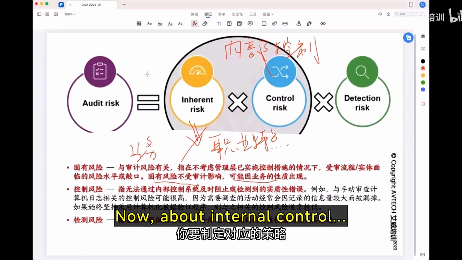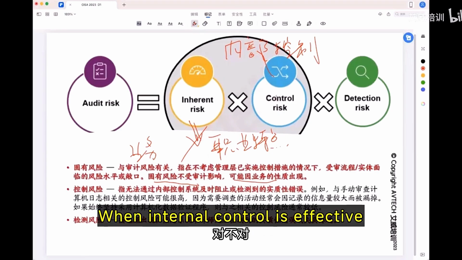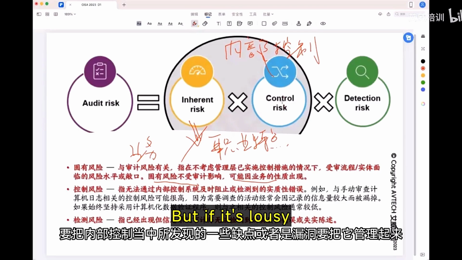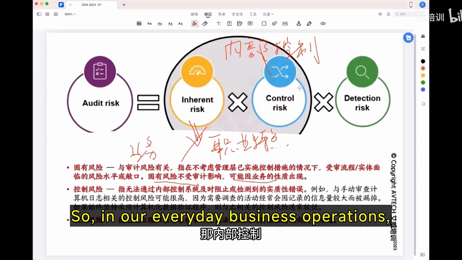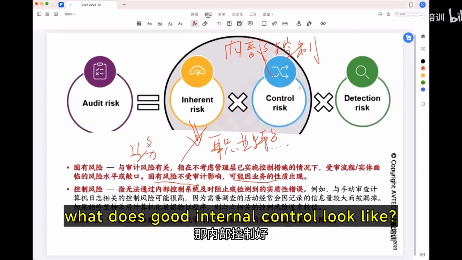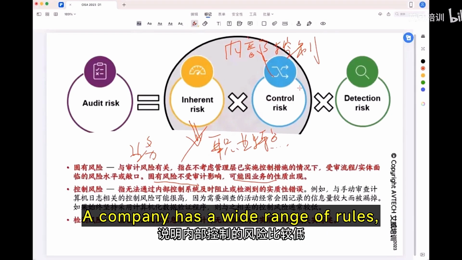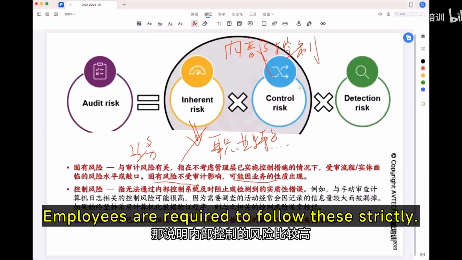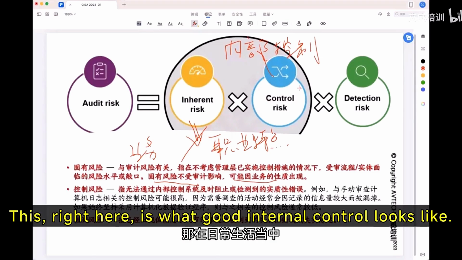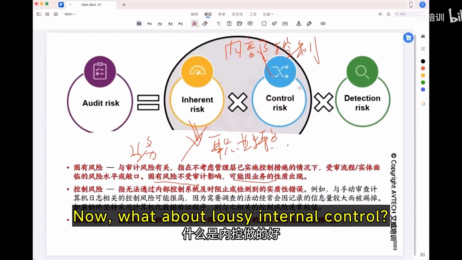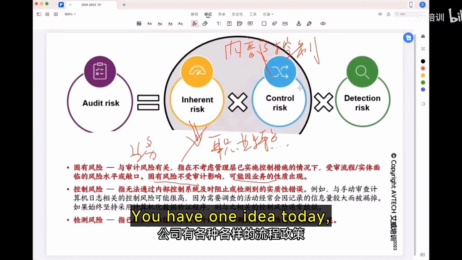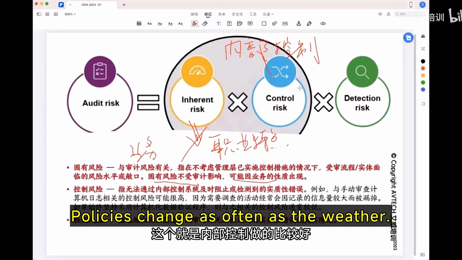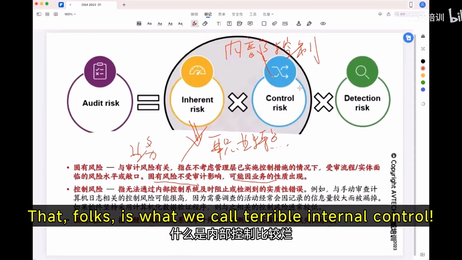Now, about internal control. When internal control is effective, it means lower risk, but if it's lousy, you're facing much higher risks. So in our everyday business operations, what does good internal control look like? A company has a wide range of rules and numerous procedural policies in place. Employees are required to follow these strictly. This right here is what good internal control looks like. Now, what about lousy internal control? It's total chaos. You have one idea today, a different one tomorrow, and yet another next month. Policies change as often as the weather. That, folks, is what we call terrible internal control.